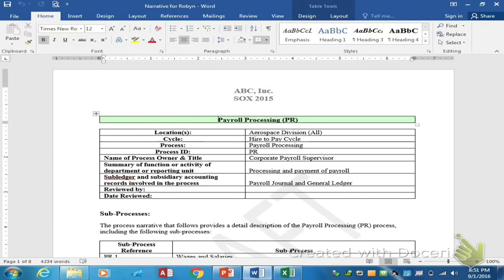So the name of the company just sucks. It's been kind of blanked out, so hopefully you don't see anything you're not supposed to see. The corporate payroll supervisor was the person that was interviewed, and it was the process and payment of payroll. And so a couple of things they're looking at was the payroll journal.